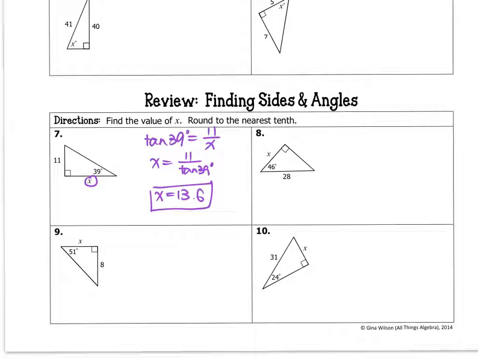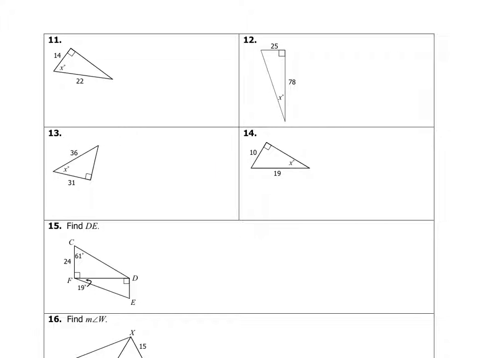Let's look at number 10. Number 10, I have opposite and adjacent hypotenuse. Opposite over hypotenuse should give me sine of 24 degrees. And x should be 11 times sine of 24. Use your calculator. X comes out to be 12.6. The rest of them are fairly straightforward.